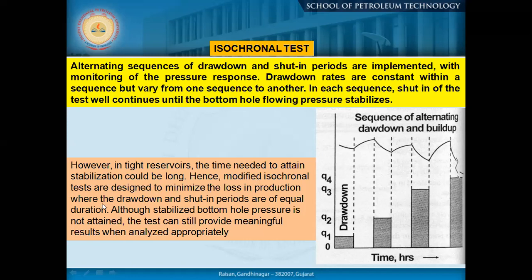However, in a tight reservoir, the time needed to attain stabilization could be long. Hence, the modified isochronal test is designed to minimize the loss in production, where the drawdown and shut-in periods are of equal duration. Okay, so initially in isochronal tests, your bottom hole pressure stabilizes and then you close. But in the case of a tight reservoir, it is not possible to stabilize, so that's why we follow this. This is the modified isochronal test. We allow the oil to flow for a specific time, then close it for the same time. Again, we are changing the rate and doing it.